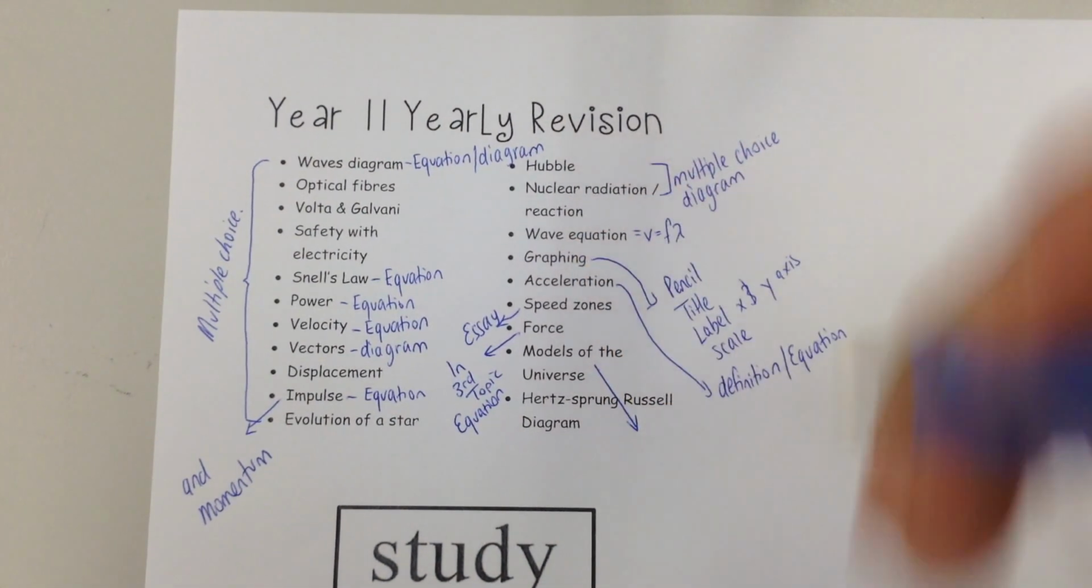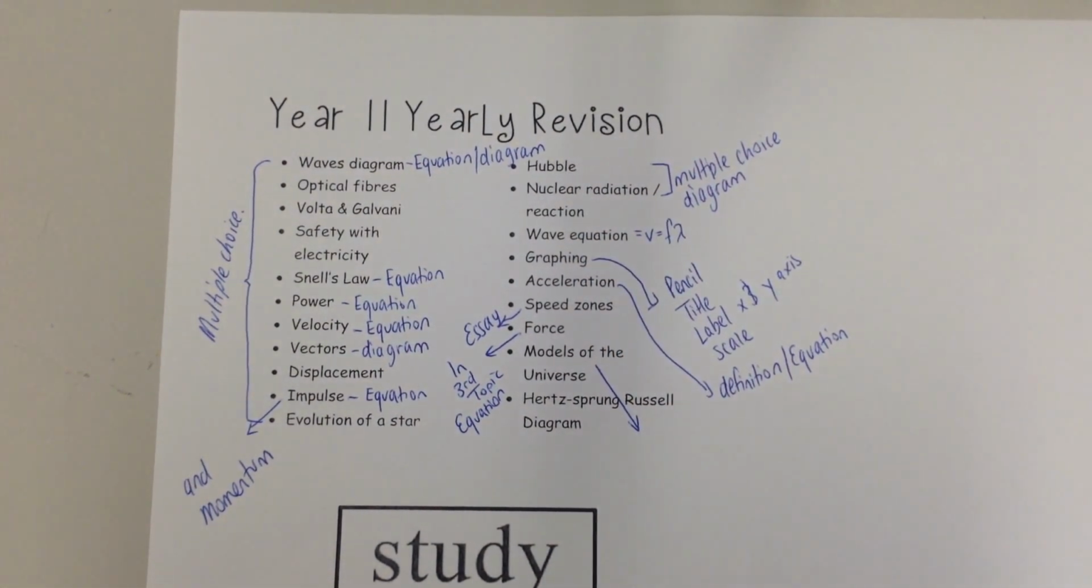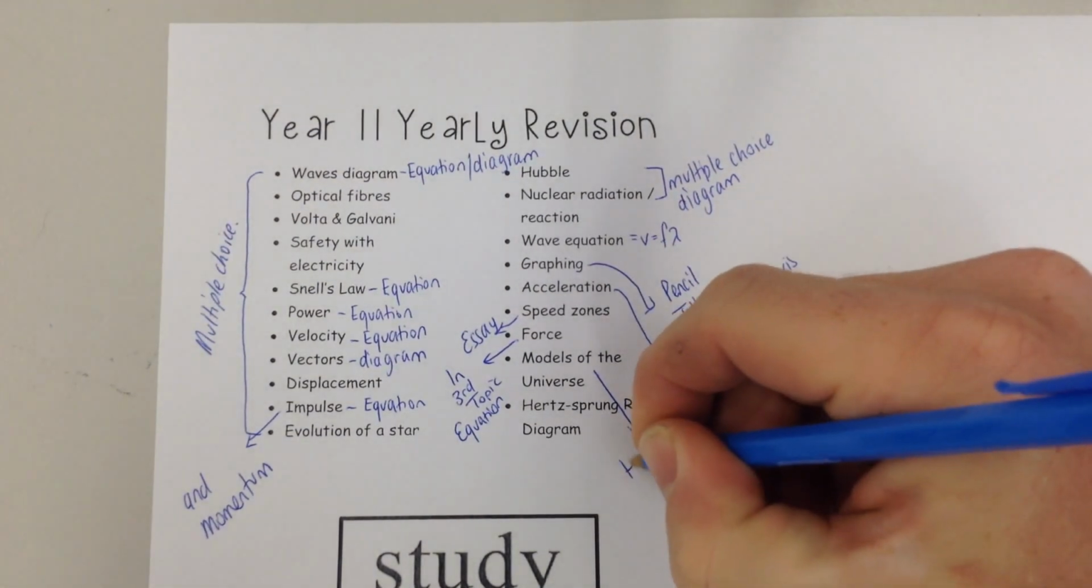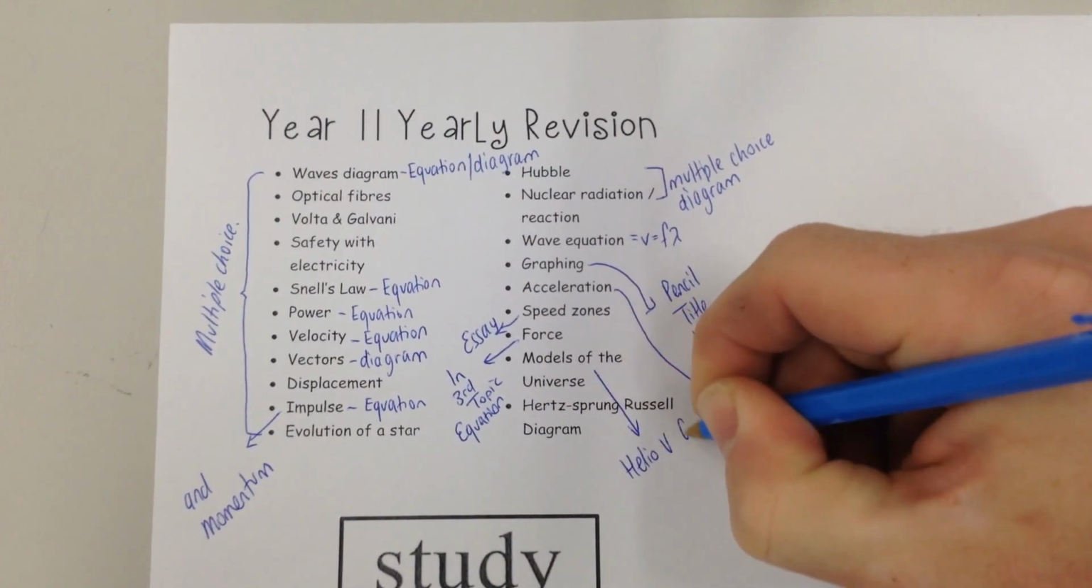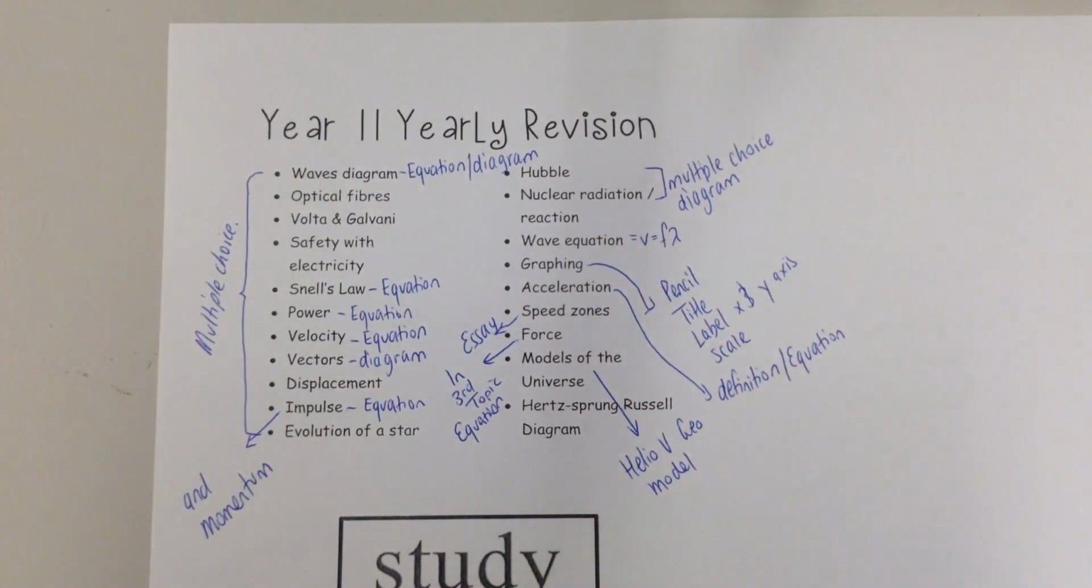Models of the universe. I'm going to give you a generalization. You need to know who was a heliocentric or geocentric scientist or philosopher at that time. So you need to know who said helio, which was Earth-centered, or geo, which is sun-centered. Okay, you need to know the difference between the two.